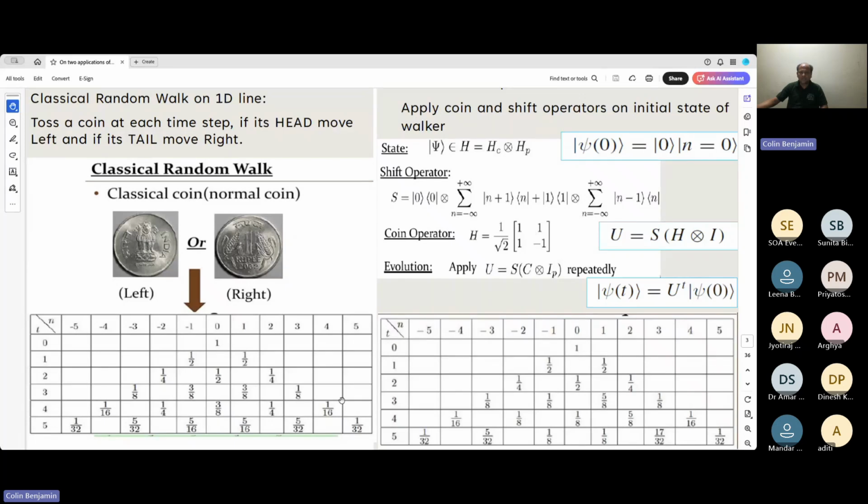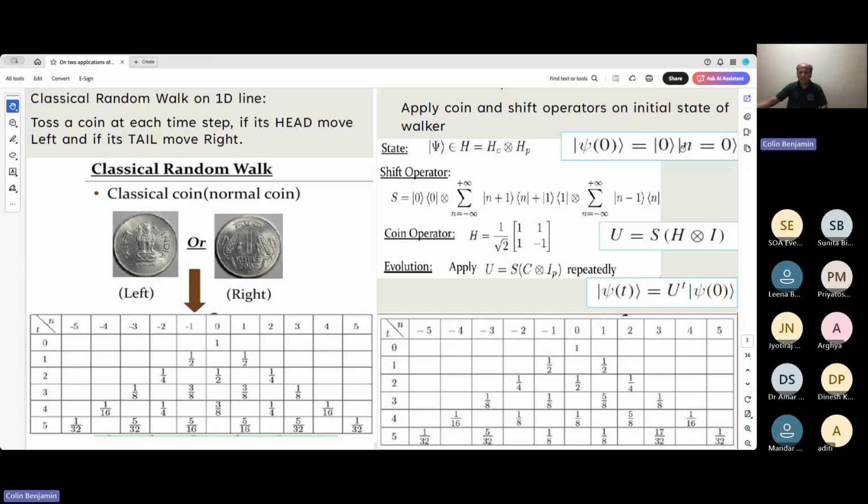Now, if you do the same thing with a quantum walk, then you have to implement it using quantum states, where it is represented as a ket here. And you have to use a shift operator. The coin operator, which should be a unitary one, is given here as a Hadamard. You can take any arbitrary coin operator. And then the entire evolution is given by the coin operator acting on the coin basis of your quantum state, while the shift operator acts on the position basis of your quantum state.